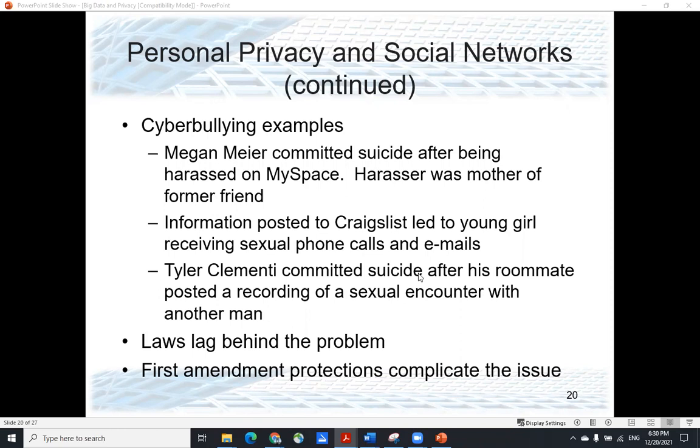So the laws lag behind this problem. A lot of times things happen and people get in trouble, but not really that much trouble. The First Amendment protections complicate the issue, because you could argue this is my First Amendment right and I can say whatever I want. So there are a lot of legal things involved with that.